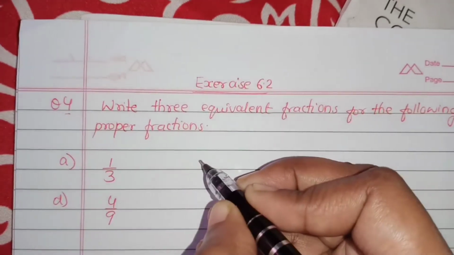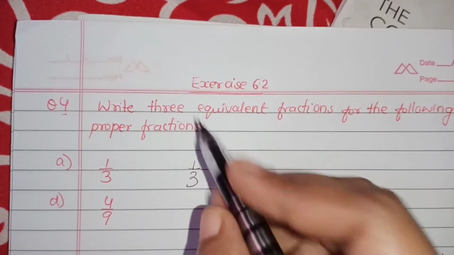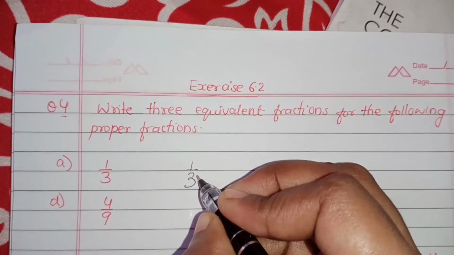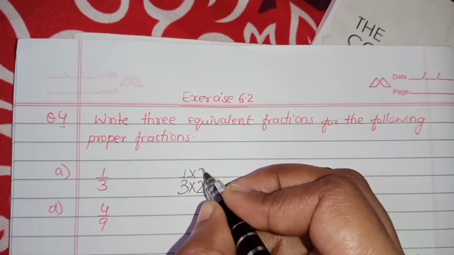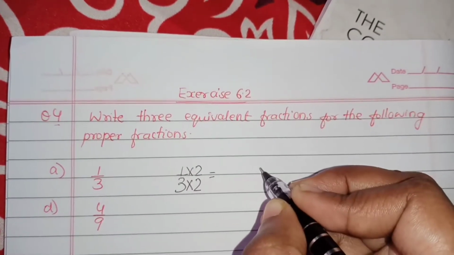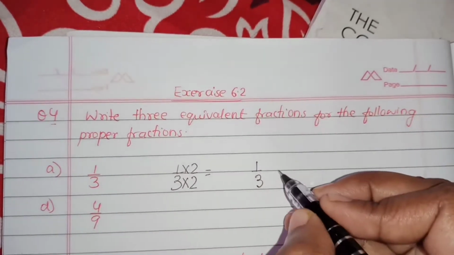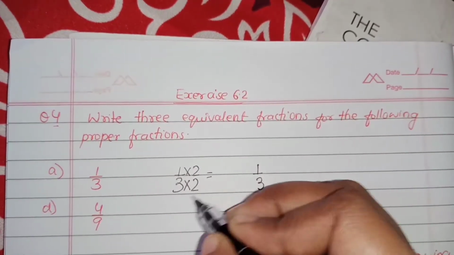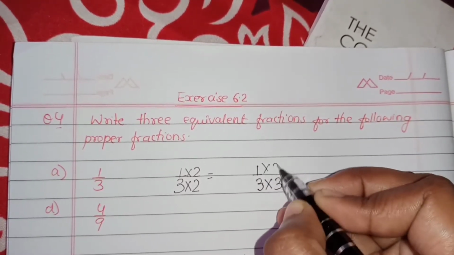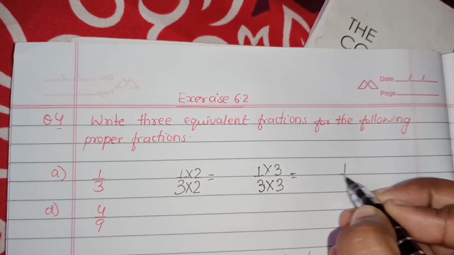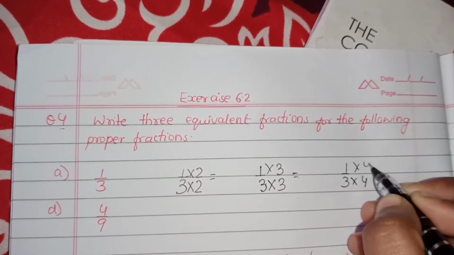This is the question. So you will write 1 by 3 three times. First you will multiply by 2, both denominator and numerator. Do it like this: write the same question 1 by 3. Then we have multiplied by 2. Then after 2, what will we do? Multiply by 3. Same question. Now one more, they have asked for 3 equivalent, so now multiply by 4.